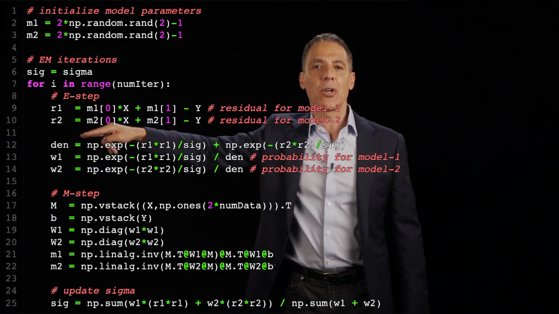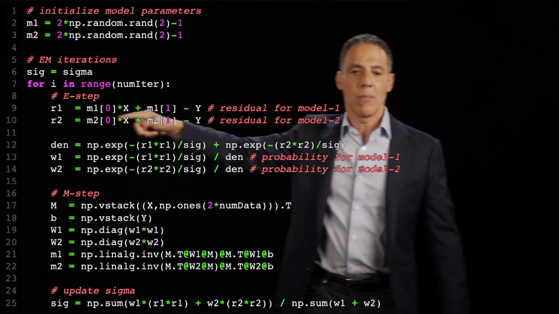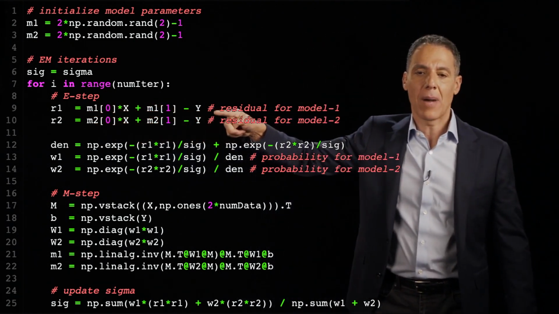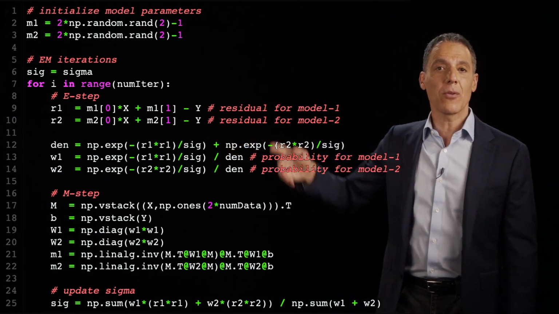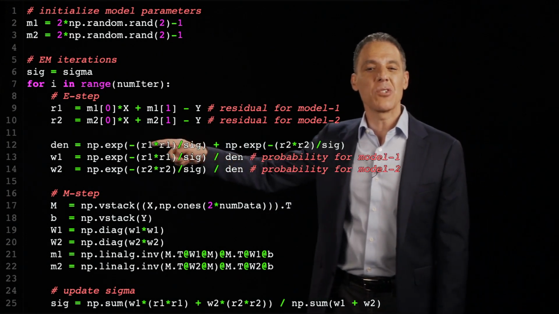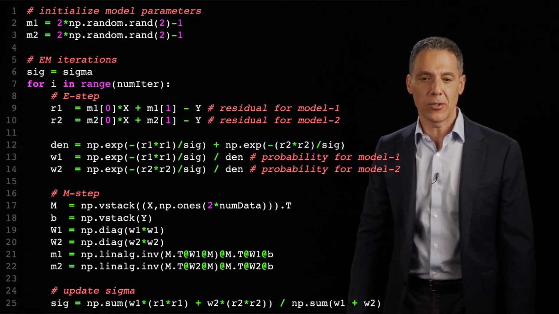In the E step, what do we do? Compute the residual. That is the vertical distance between the point and the model, in the y coordinate. So there's residual 1, residual 2. Notice, by the way, I'm not taking the absolute value or squaring. Why? When I go to compute the probability, I'm going to square that residual, so it doesn't matter whether I take the absolute value or not.